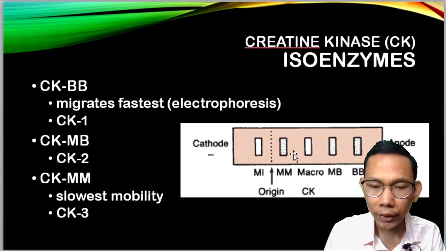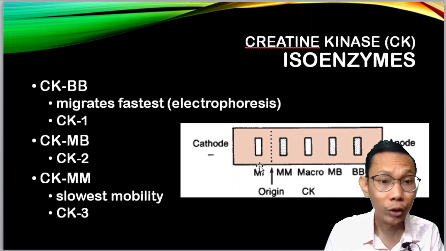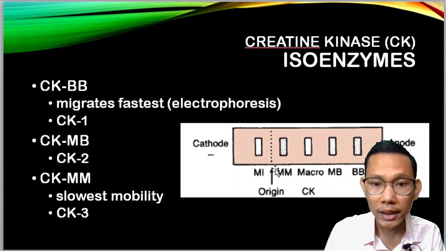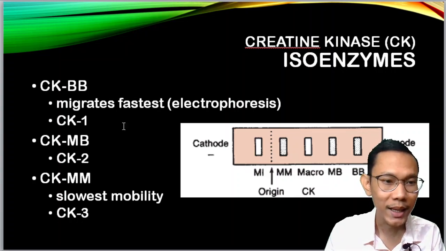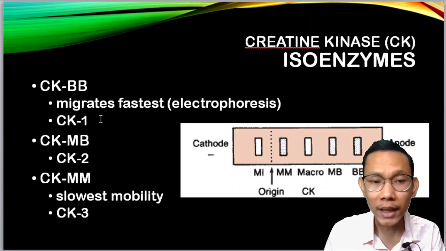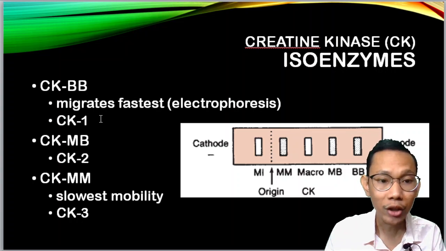But Doc, what are these other two, macro CK and macro MI? Later on, we will discuss these other CK isoenzymes. But for the discussion, what is more important is actually your CKBB, MB, and your MM.